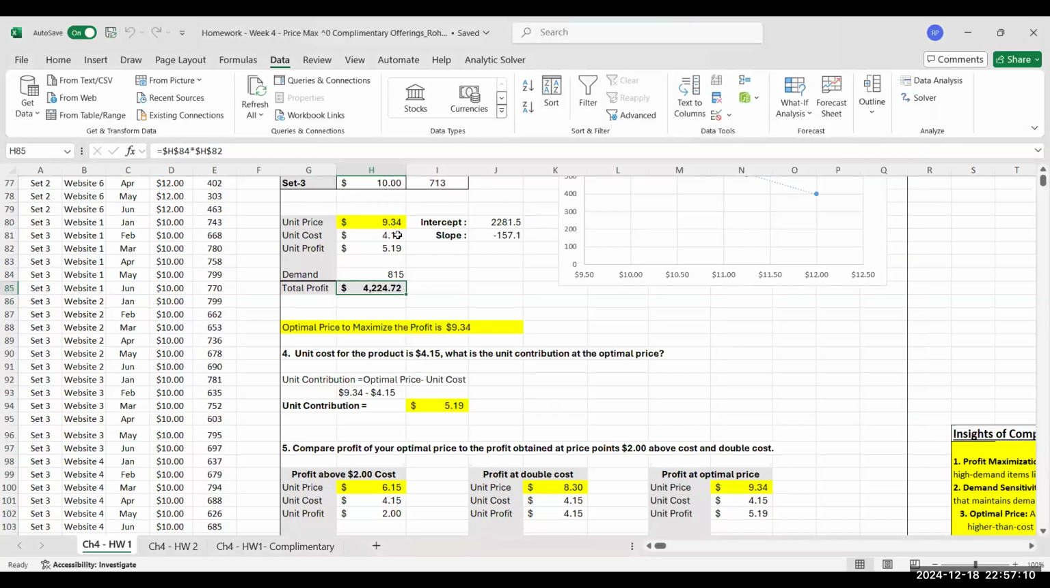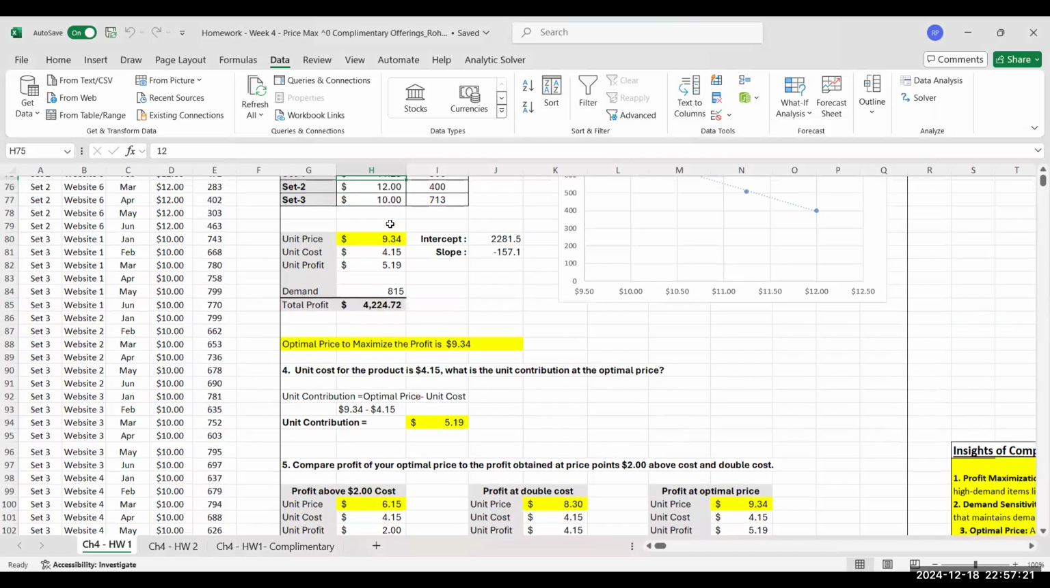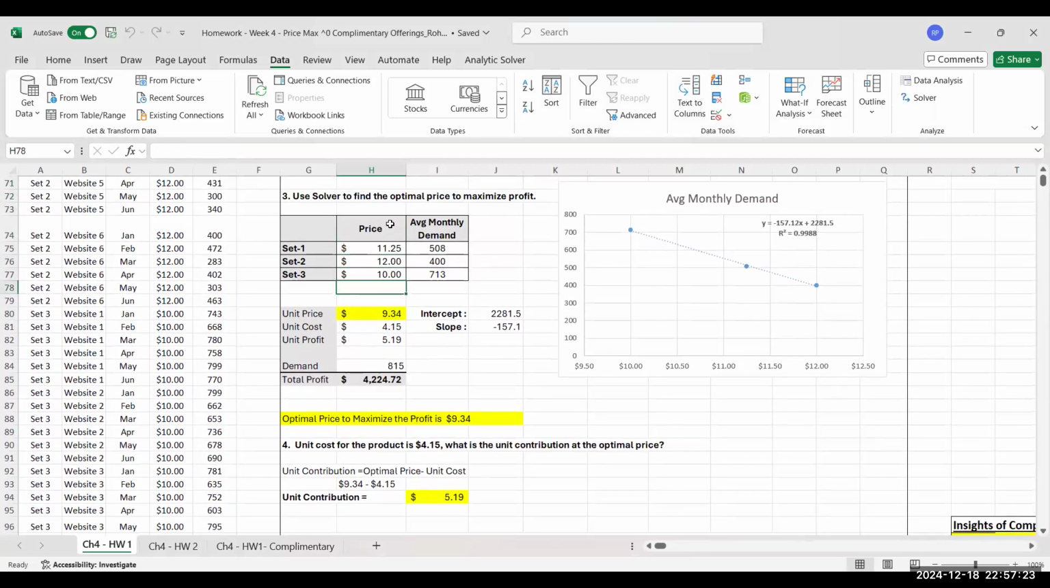So that's me. We got $9.34. That's bingo. This is the way we can find the optimal price for the bracelet. Basically it shows that if you sell the bracelet at $9.34, the demand for the bracelet will be 815, which is the ideal and the highest we can expect from the data we have.